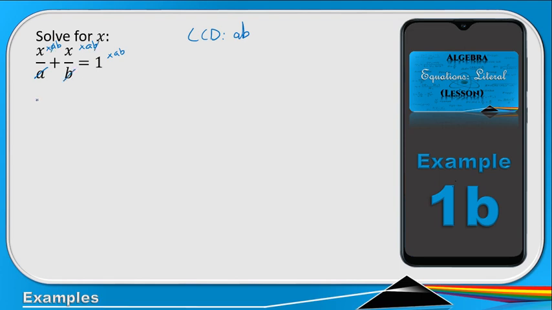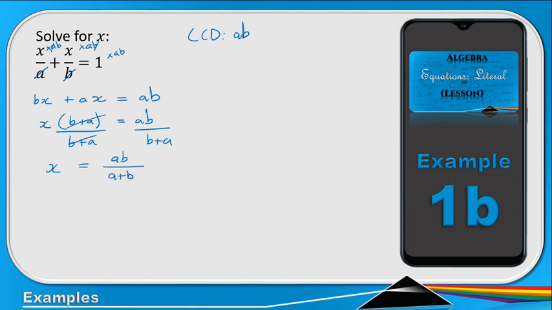So what we have left is bx plus ax equals ab. All right, now as in the first example, what we want to do is factorize out the x to get it on its own. So we are left with x times the bracket b plus a equals ab, and then we get rid of this bracket by dividing on both sides. So if I divide by b plus a here and b plus a here, then I've got x, these cancel, x equals ab over, I'm just going to write it as a plus b.